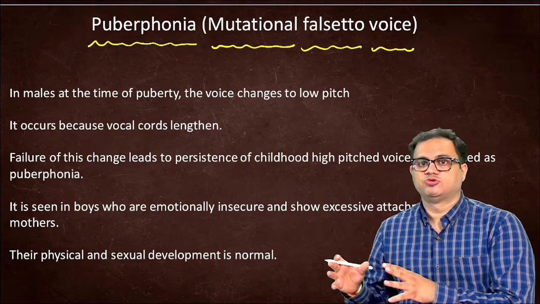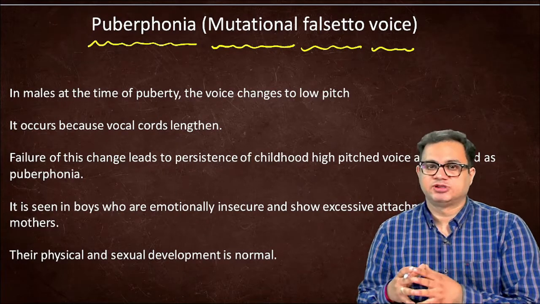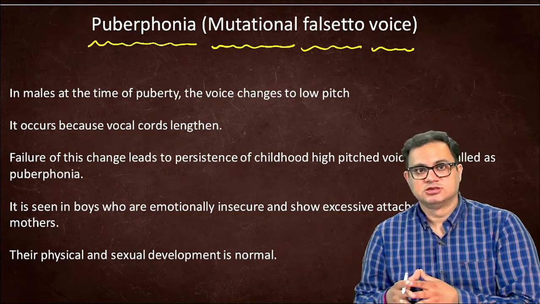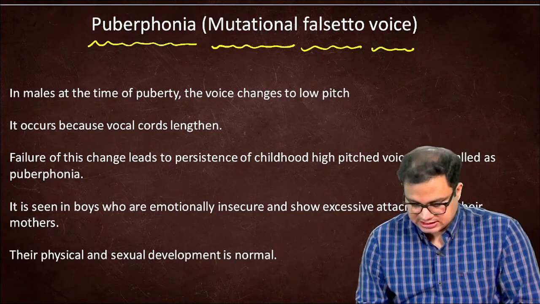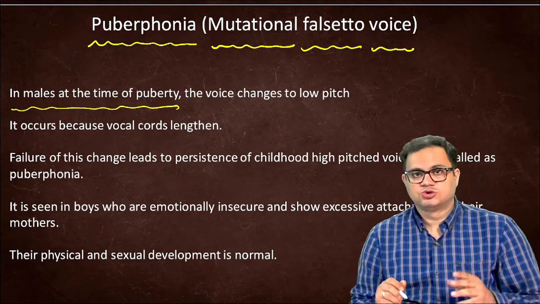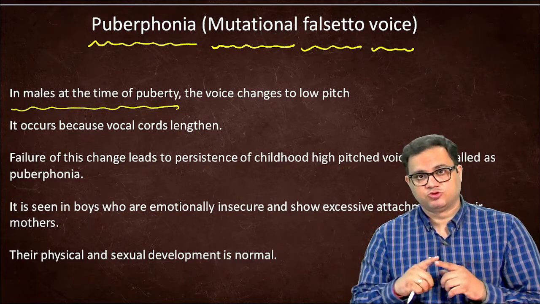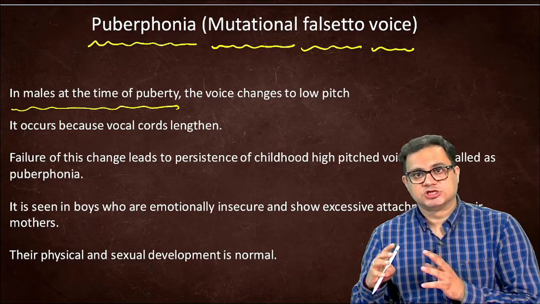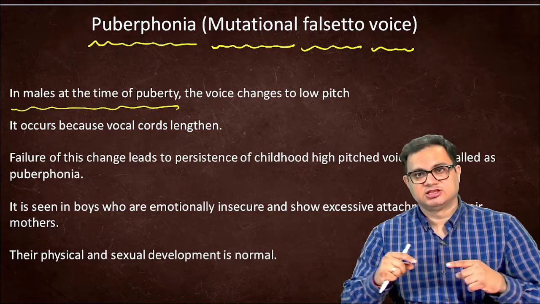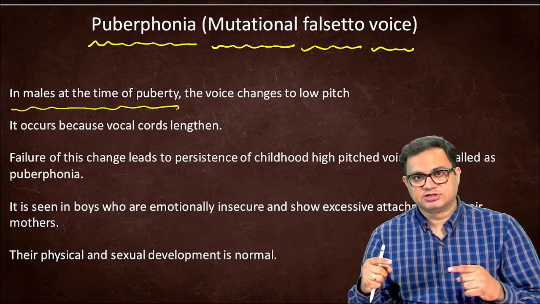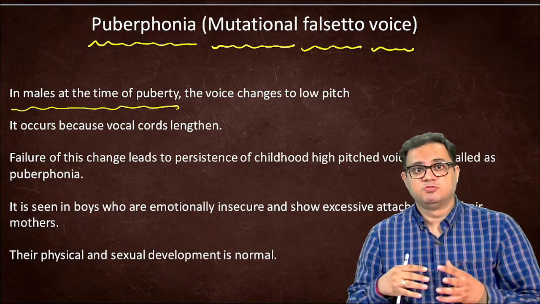If you remember functional aphonia, which we discussed just now, it is seen typically in emotionally labile females in the age group of 15 to 30 years. Puberphonia is seen in males at the time of puberty. What happens at puberty is that their high pitched voice becomes low pitched because of the sudden growth in the size of the larynx. The vocal cords which were stretched become relaxed. So the voice produced during puberty will now be a low pitched voice.